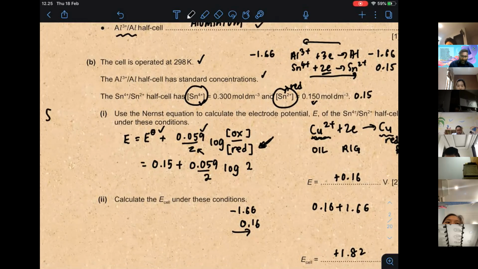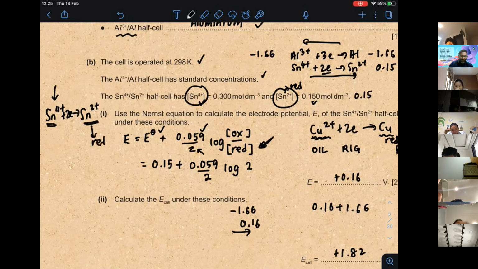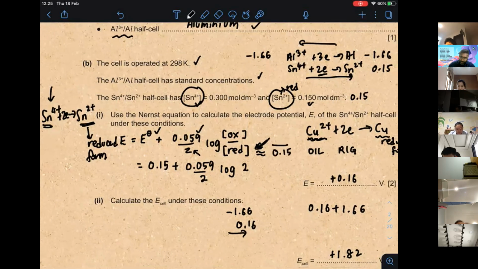In that sense, you need to write down Sn4+ plus 2 electrons to give you Sn2+. And you can see that this is adding electrons, so it's gaining electrons. This has been reduced. The Sn4+ is reduced to become Sn2+. So Sn2+ is the reduced form. Please take note. Therefore, the reduced form will be 0.15, and the oxidized form is 0.3. That's why you get 0.059 over 2 log of 0.3 divided by 0.15.